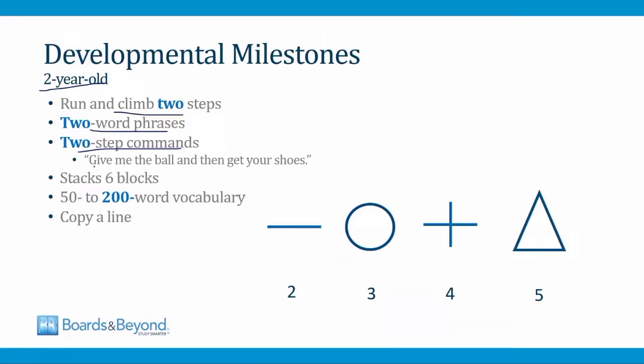If you ask a 2-year-old to give me the ball and then get your shoes, they can follow this two-step command. 2-year-olds can stack 6 blocks. They can also speak with a vocabulary that ranges from 50 to 200 words.